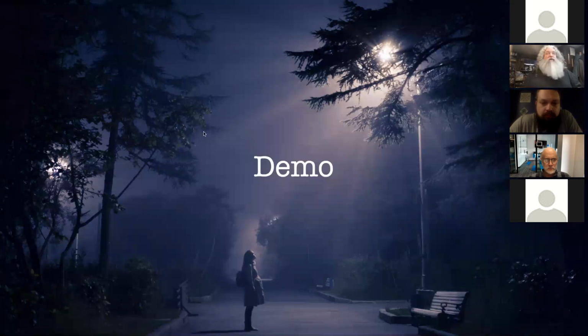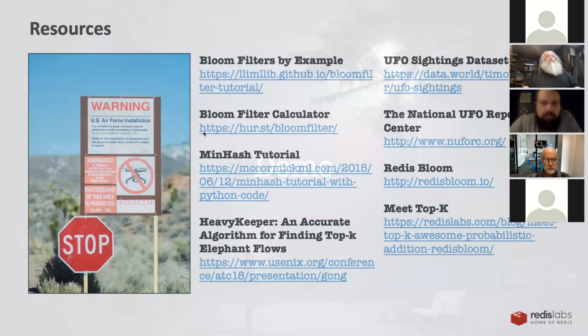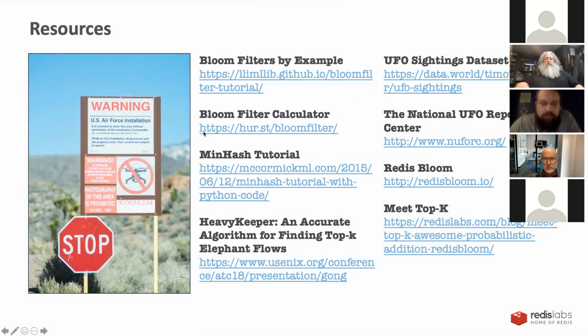Okay, so here are some useful links. Bloom Filters by Example is where I learned how bloom filters worked. There's a really great example on there. The bloom filter calculator I mentioned earlier. The min-hash tutorial talks about how min-hash works. This is a white paper on how HeavyKeeper works. It was very dense and hard to read, but I was able to figure out how the algorithm worked based on it.